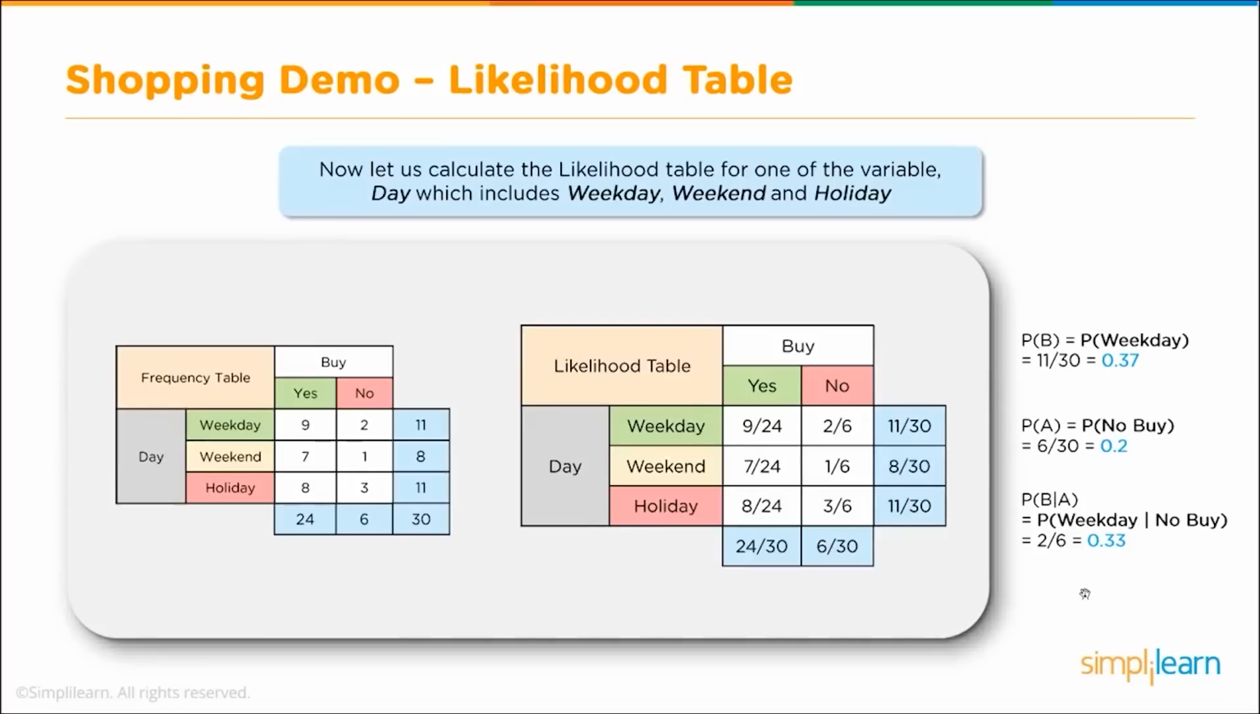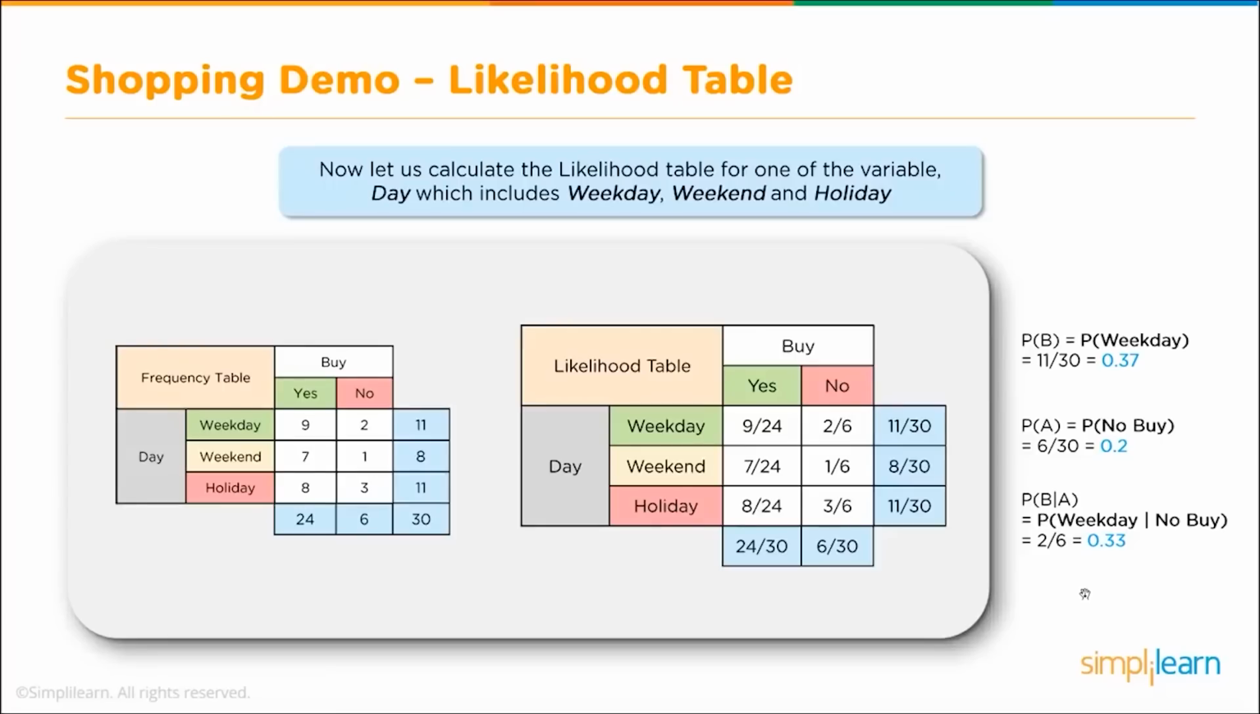And finally, we look at the probability of B given A. In this case, we're going to look at the probability of the weekday and not buying. 2 of the no buys were on a weekday, out of the 6 people who did not make purchases. So when we look at that, the probability of the weekday without a purchase is going to be 0.33, or 33%.